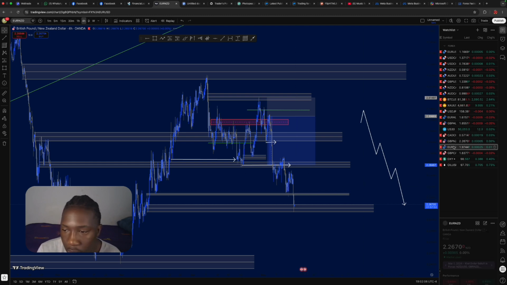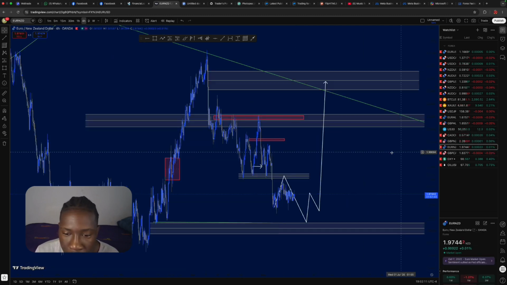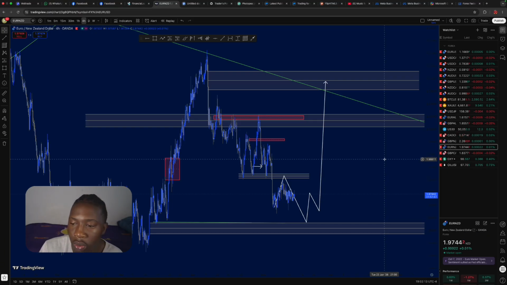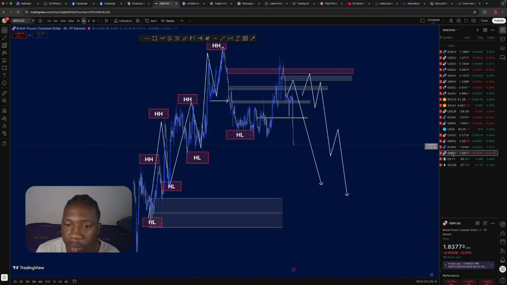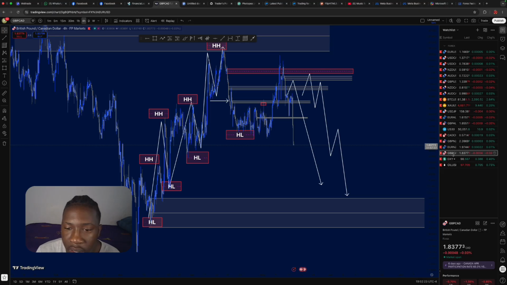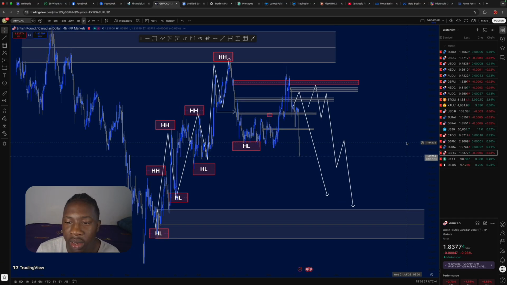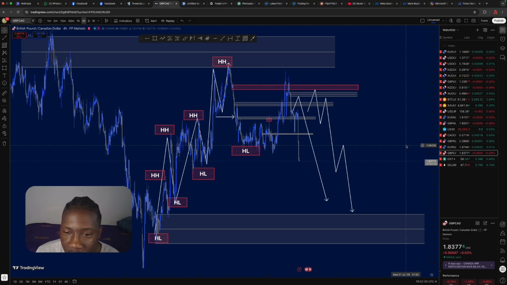Let's go to EURNZD. It is only consolidating, and we'll go to GBPCAD. GBPCAD, what it did, it was not good. I was waiting for it to give me a good setup, but it didn't give me a good setup.